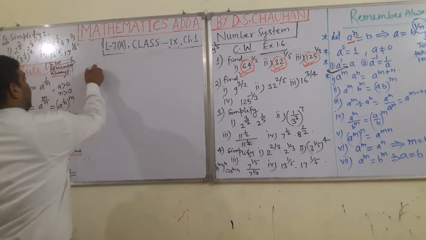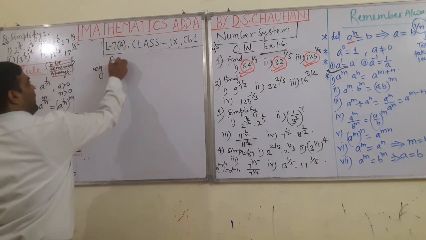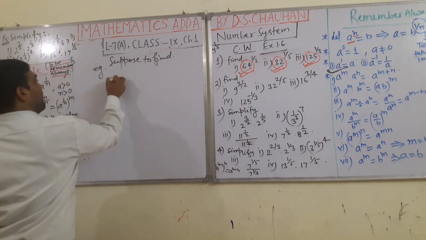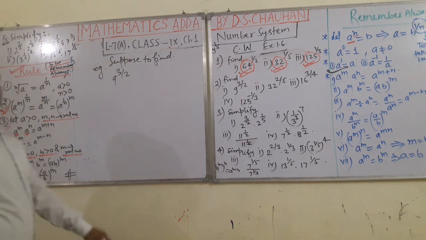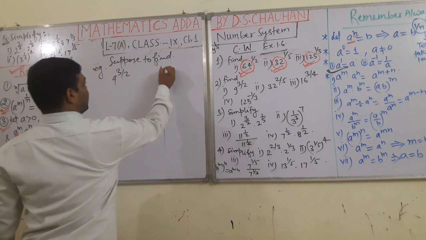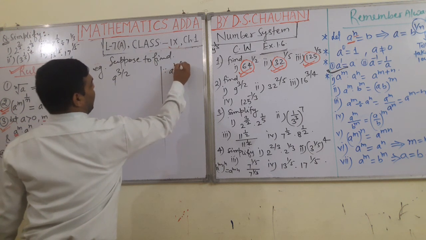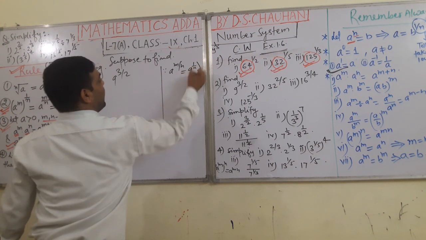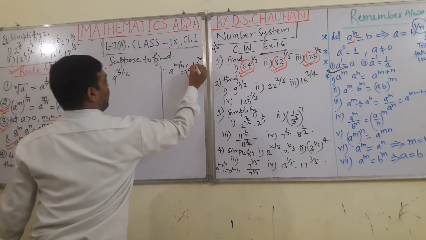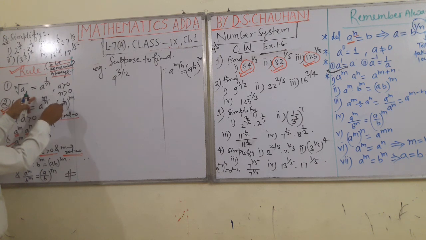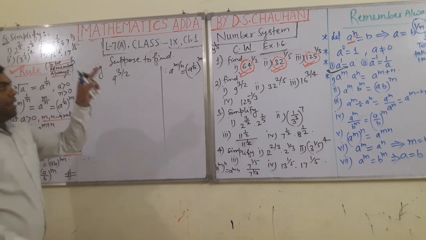See here. Next question. Suppose we have to find 9 to the power 3 by 2. Well, students, with the help of this formula, since we know that a to the power m by n can be written as a to the power 1 by n to the whole power m. Obviously we can note down, a to the power m by n can be written as a to the power 1 by n to the whole power m.